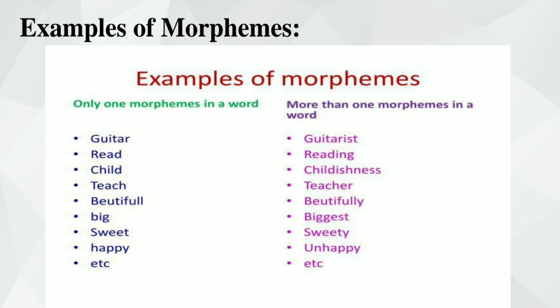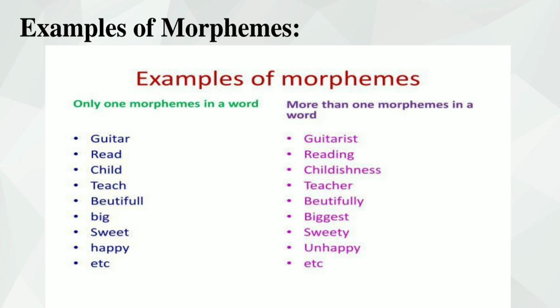So here are some examples of morphemes. So only one morpheme in a word, which is on this side, and more than one morpheme in a word, which is on the other side. So the word guitar, sometimes it becomes guitarist, and guitarist has two morphemes. The word read. So read, sometimes it can be reading. So reading has two morphemes. Child, childishness. So this word has three morphemes, which is child, ish, ness. And teach. We have the word teacher, then it becomes two morphemes.